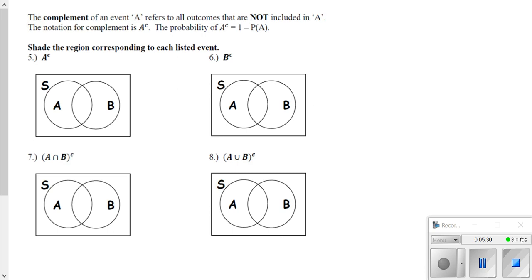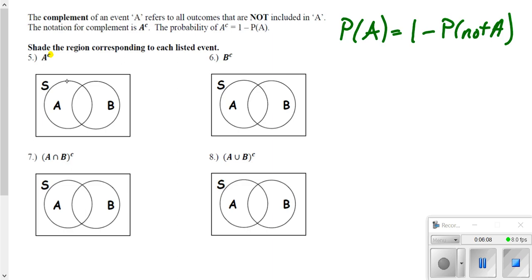So the complement refers to the opposite. So we talked about this in one of the earlier videos this week about how you could find the probability of A by taking the opposite, right? Find the probability of not being A and then subtract that from 1 or from 100% if it's in percents. And the little notation that you sometimes see for that is using this tiny little C. So this first question, question 5 on my sheet, says shade the region corresponding to the complement of A.